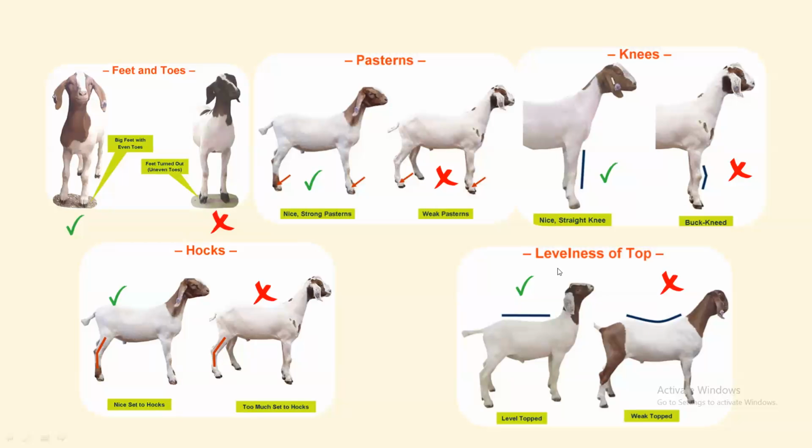Then levelness of the top: if you see from the side, the top of the animal should give you one straight line, which is recommended. And if the top forms this kind of curve, it is not recommended at all. It is called a weak top.